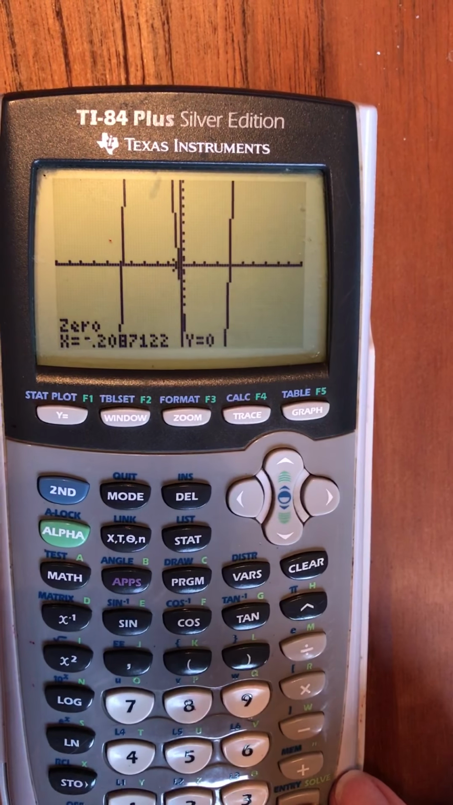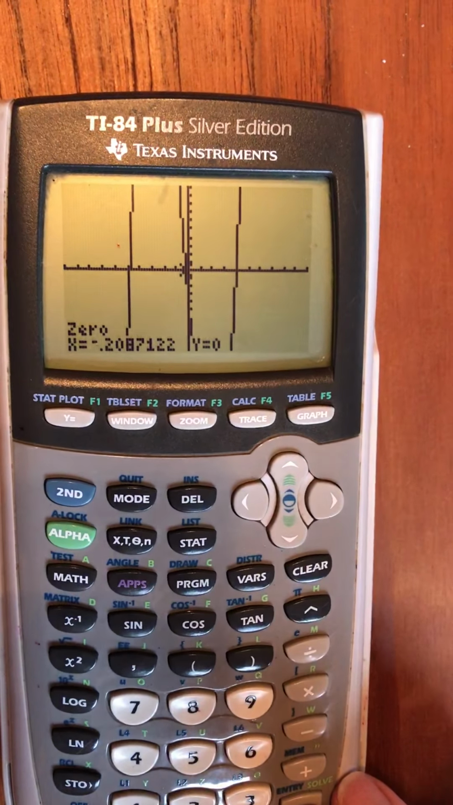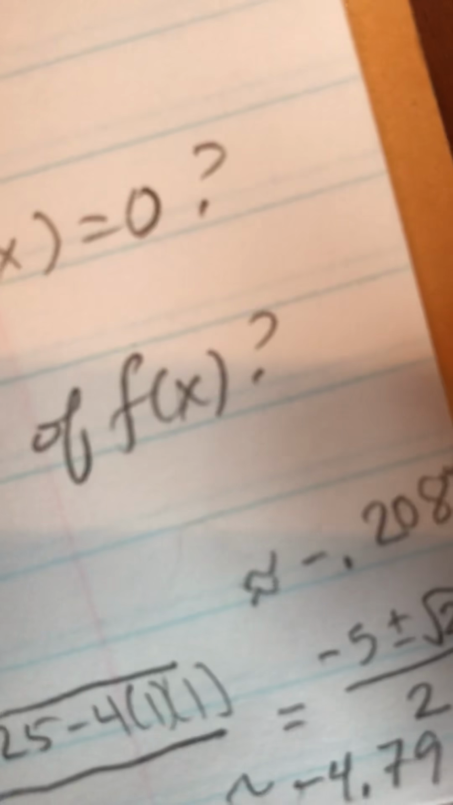Hit enter for a guess. Negative 0.2087. So approximately, here, I'll write it up here, approximately negative 0.2087. I'll approximate as 0.209, 3 decimal places. So those are approximations of those radicals.